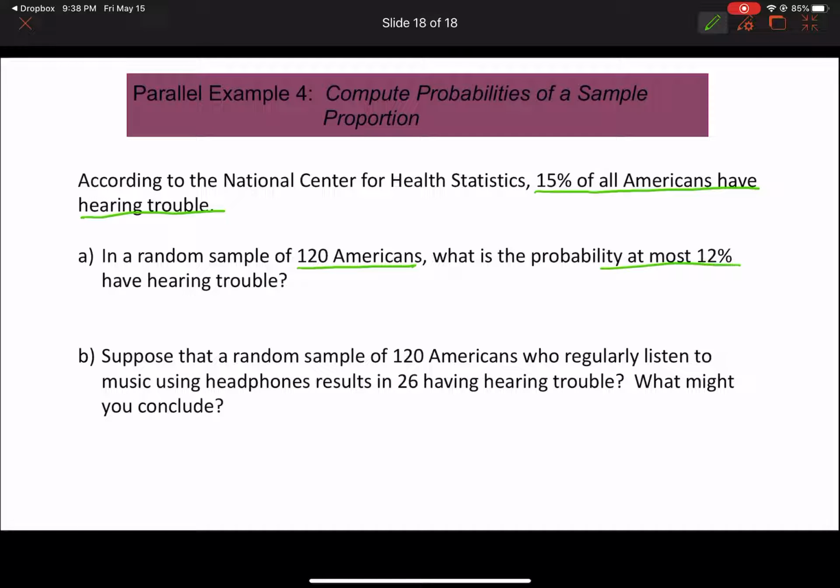All right, so I'm hoping you did that. So what we have here is our mean would be 15%. But before we do that, 120 Americans is definitely less than 5% of the population. Then I want to do n times p times 1 minus p to see if that's greater than or equal to 10. So I have 120 times 0.15 times 0.85. Let's see what that is. And I got 15.3. So we're good there.